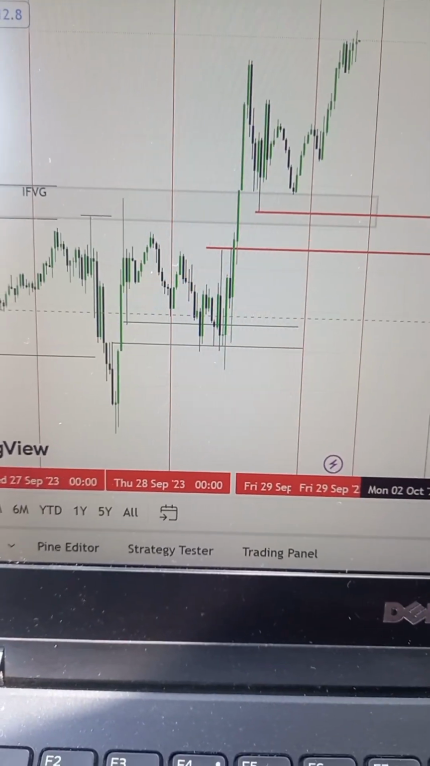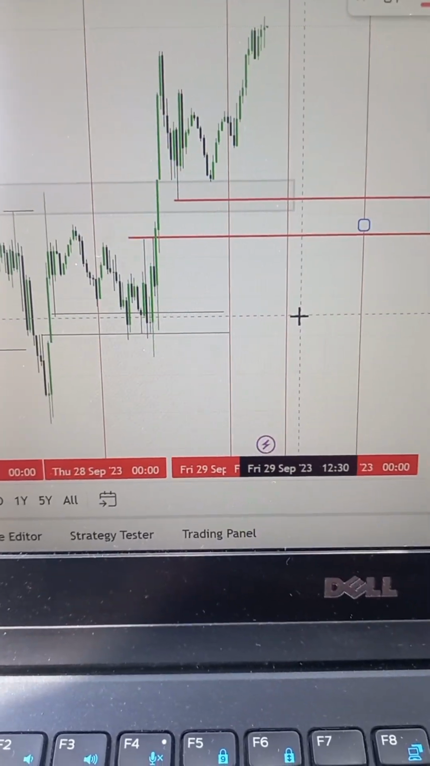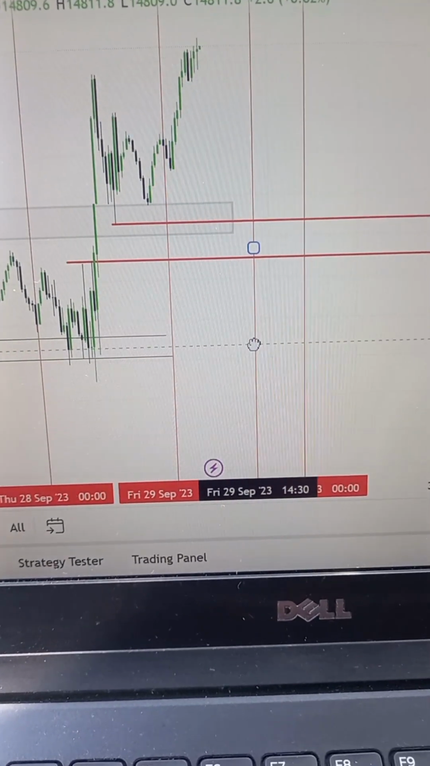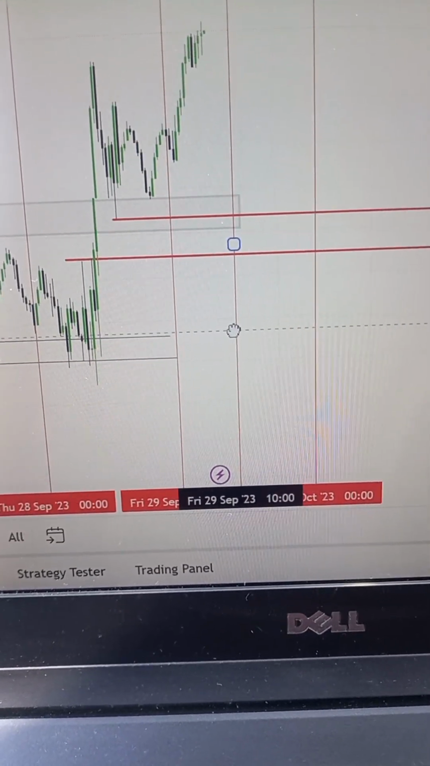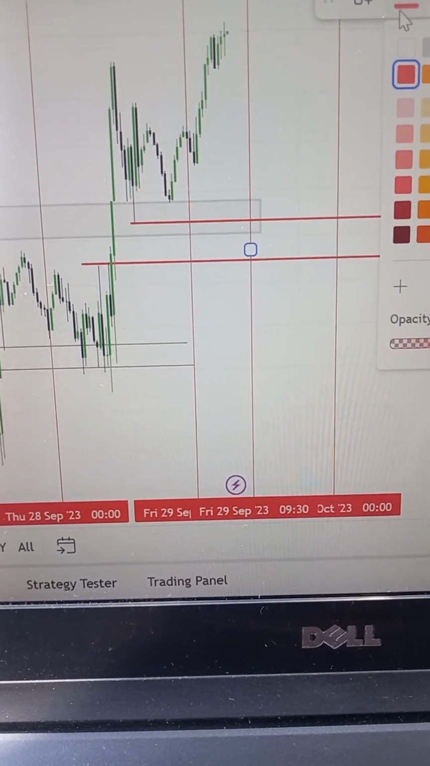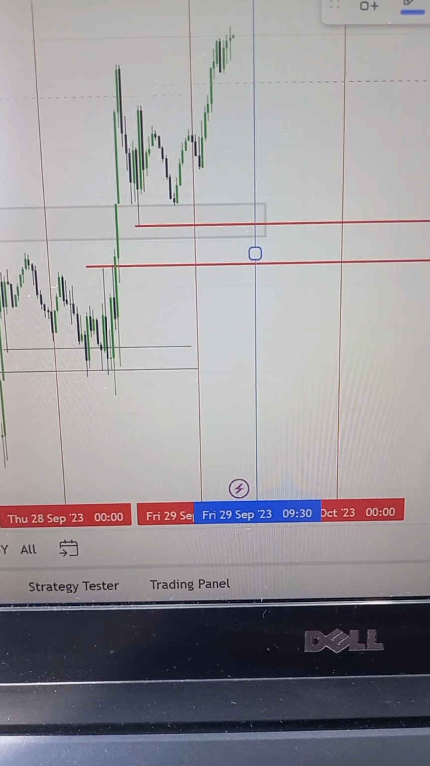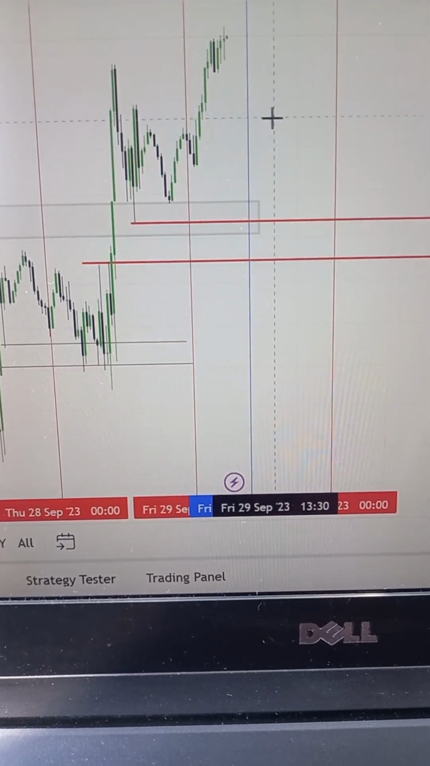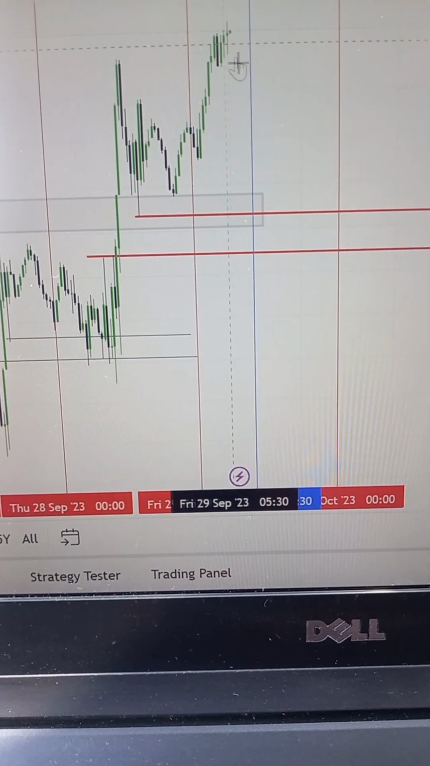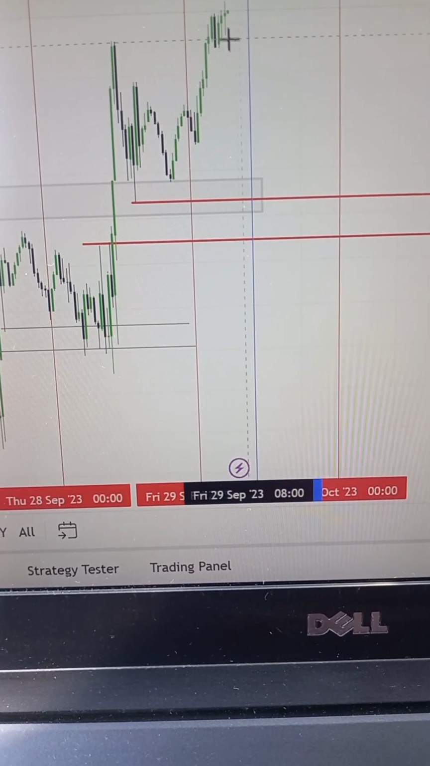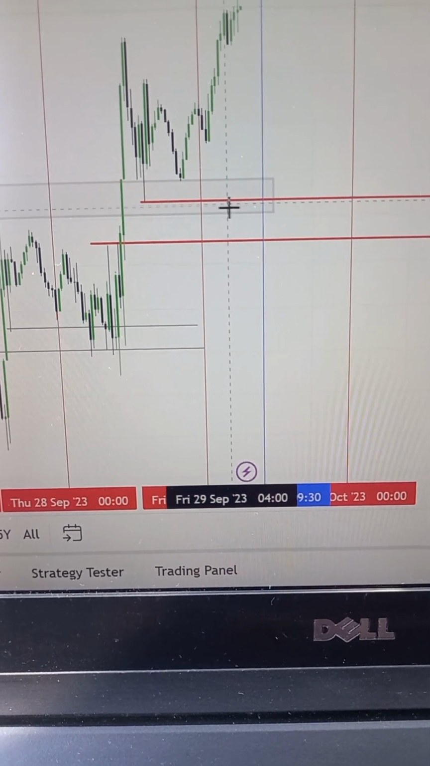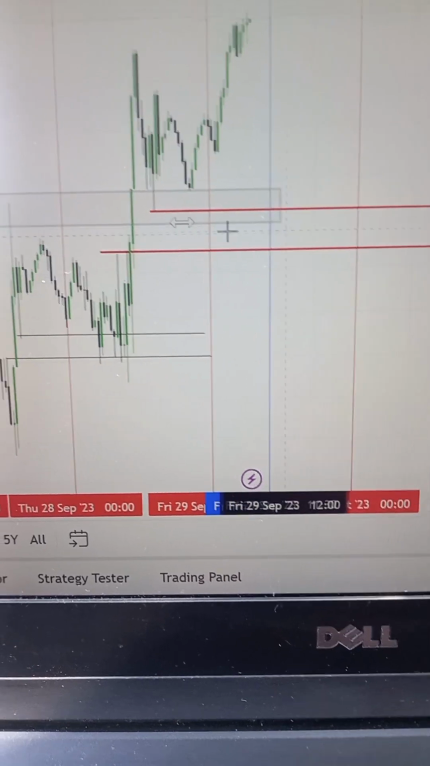Okay, it's the midnight one. I want to put this. Okay, where is it? 9:30. So what we'll do, we will change its color here to blue color. So once price approaches this level here, we will anticipate for it to buy. Okay, so what I'll do, I'll wait for the 9:30 opening, then see if price will come to this 4-hour fair value gap first.